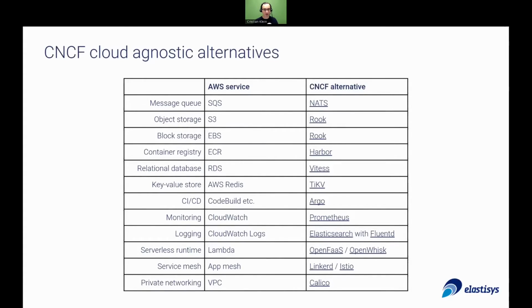TiKV, key value stores, and I'm not sure it makes sense to go through all of these services one by one, but let's just say that the options seem to be there. It's just perhaps a little bit more configuration hassle, but there are ways of making your application run smoothly without too much overhead and still embracing cloud agnostic compliance.